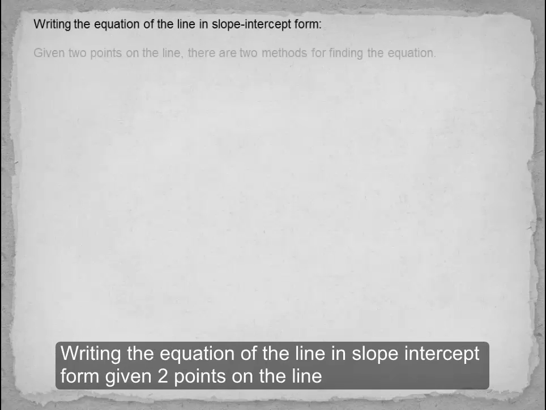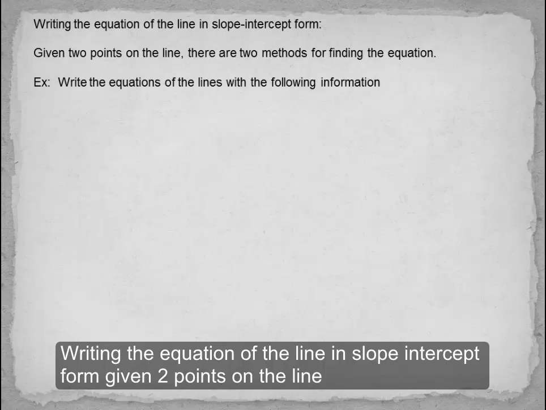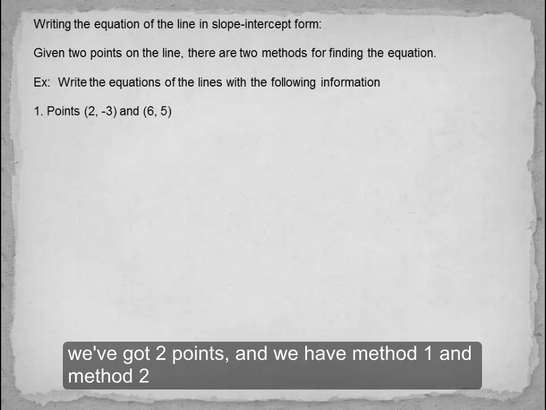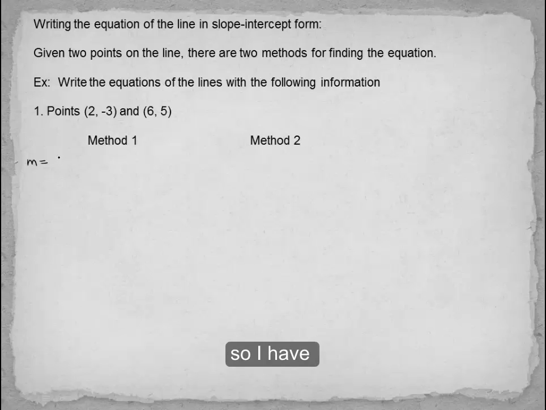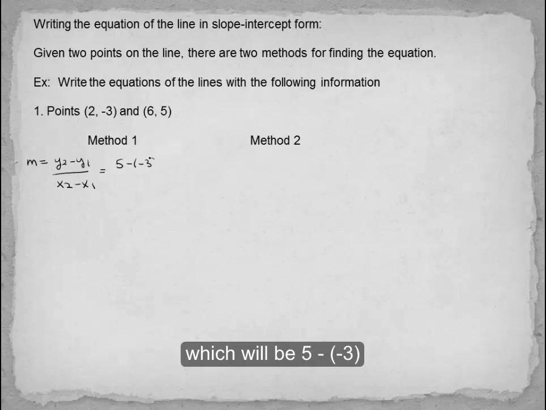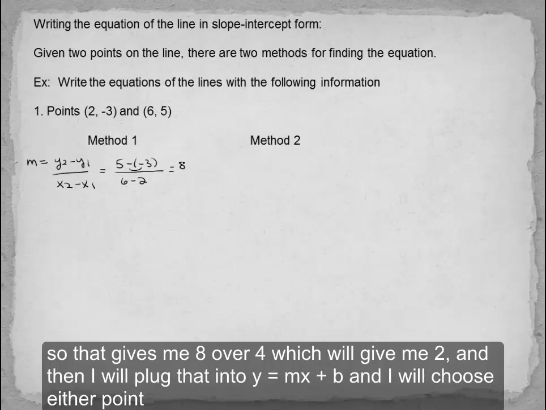Okay, writing the equation of a line in slope-intercept form, given 2 points on the line. Now, we've got 2 points, and we have method 1 and method 2. Method 1 is to find the slope first. So I have y2 minus y1 over x2 minus x1, which will be 5 minus negative 3 over 6 minus 2. So that gives me 8 over 4, which will give me 2.